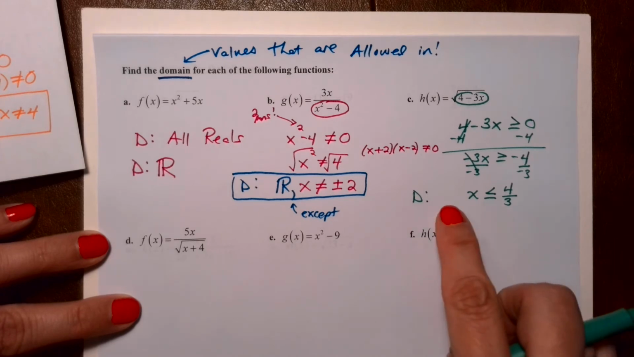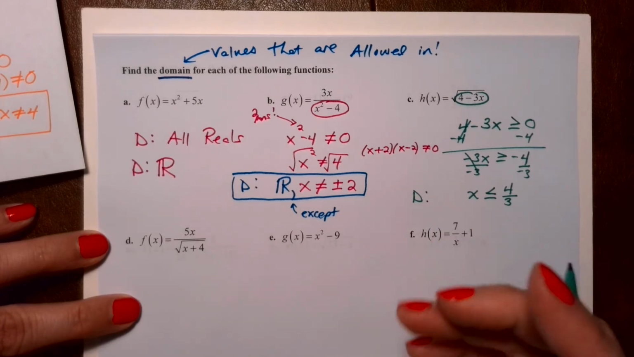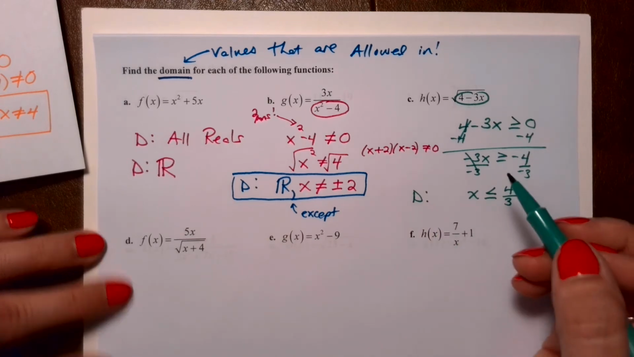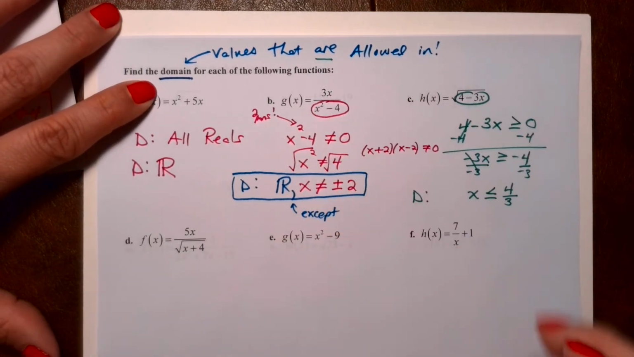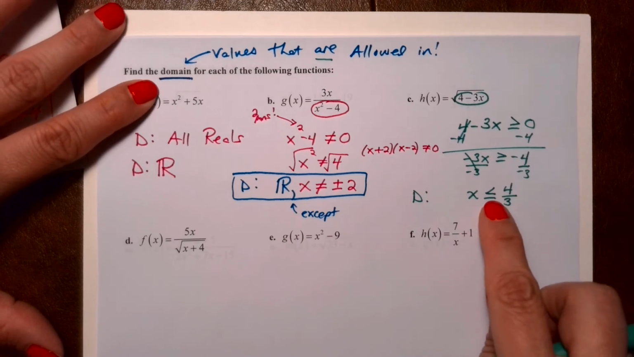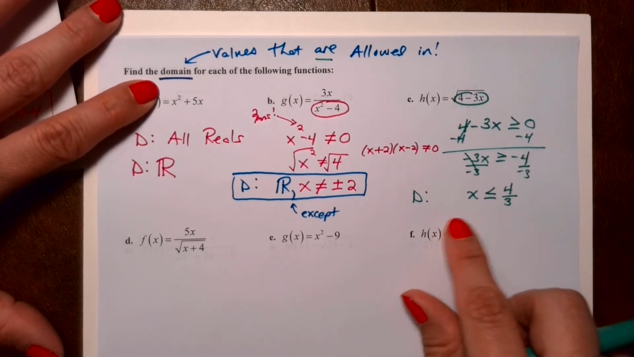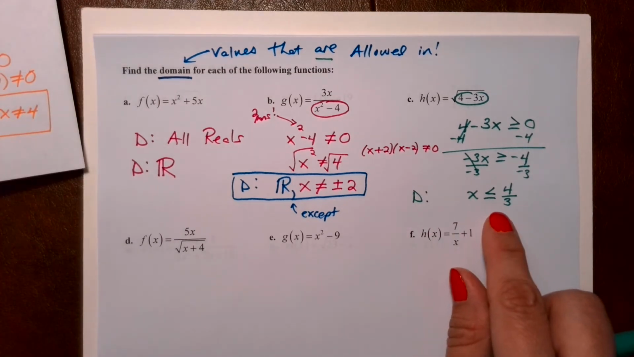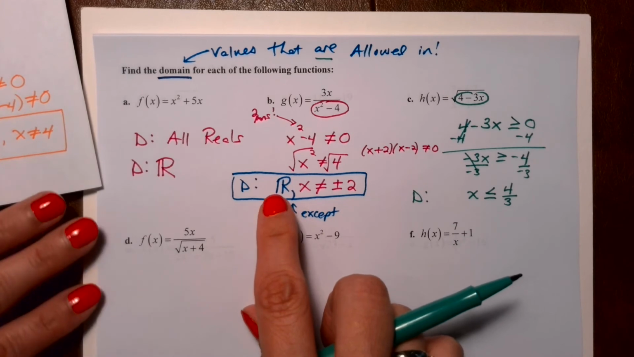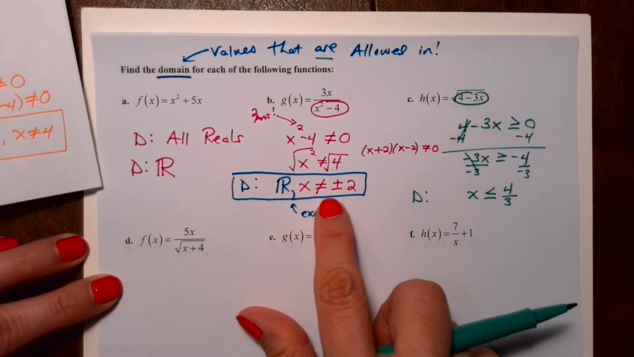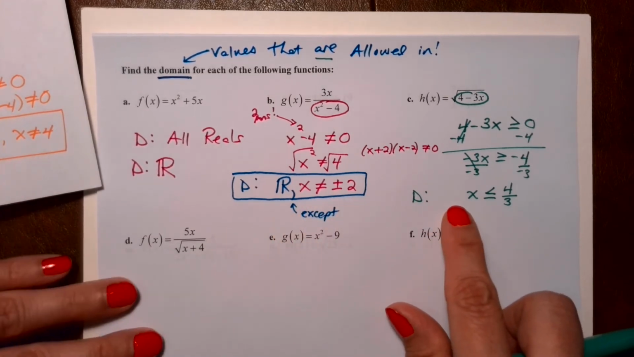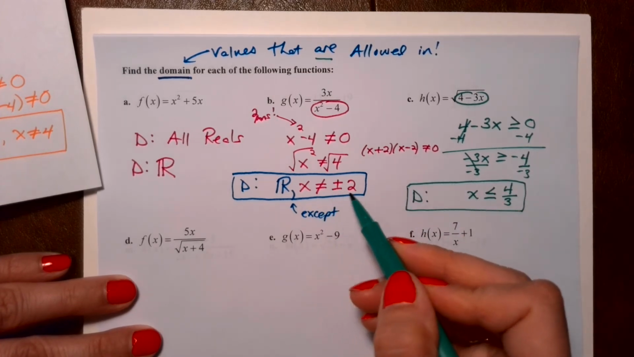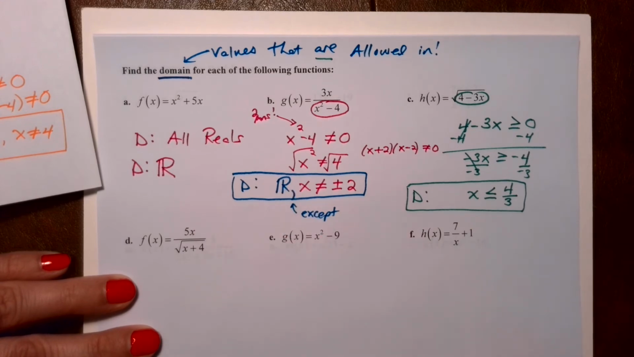Do I have to write all reals? No, we don't write all reals. Why not? Because domain is what values are allowed in. And I told you the numbers less than 4/3 are allowed in. I don't have to say all reals and then all the ones that are less than 4/3. Here I have to say these are allowed except these 2. So we don't put the double bar R when it's an inequality like that, only when it's a not equal, so that you actually say what is going in.